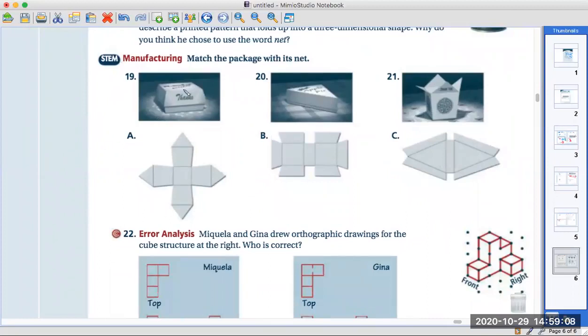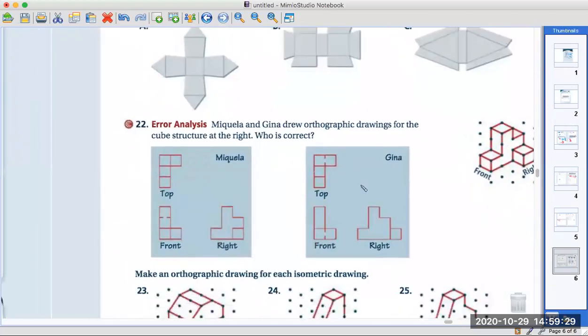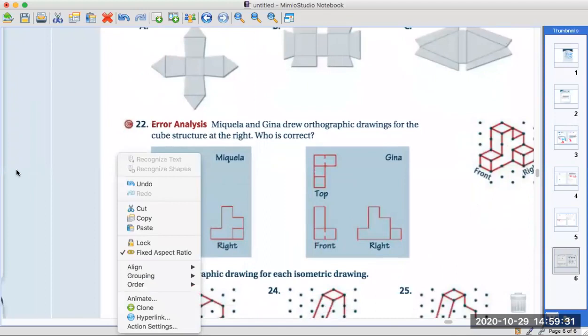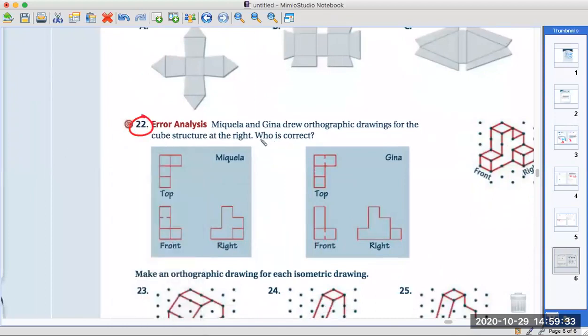Now see, you have packaging. There's a hamburger box. There's something maybe like chocolate, and there's Chinese food container, right? You're going to match up which of these containers, which net goes with one. Which one is what net? Okay. And then 22 is an error. You have to decide who is correct. Is it Michaela or Gina?